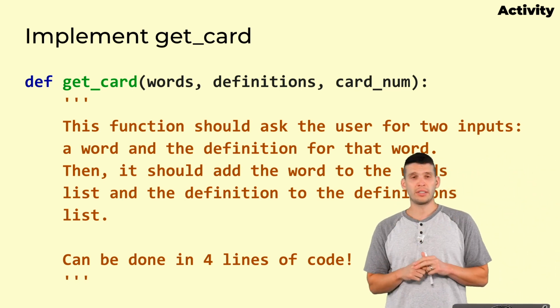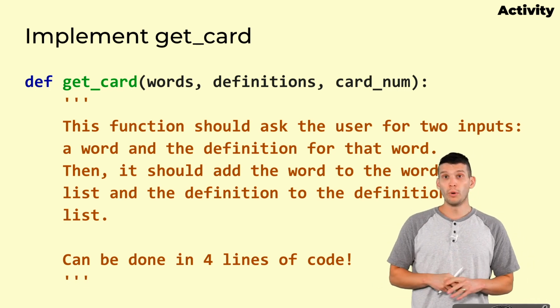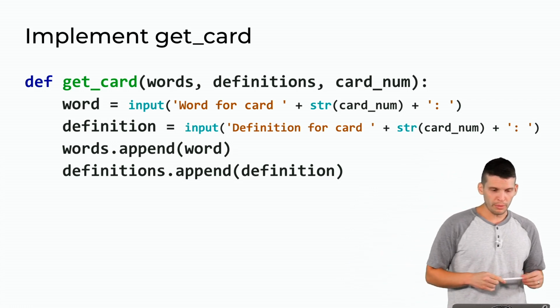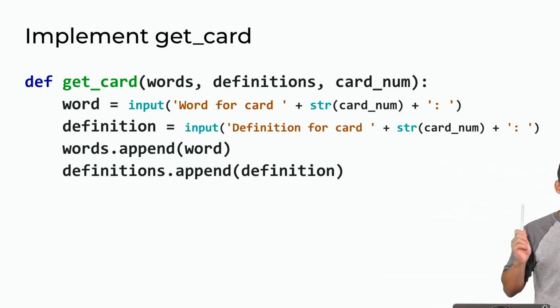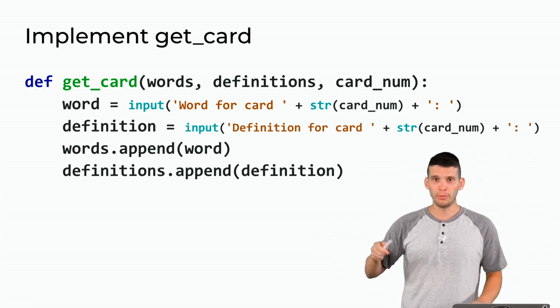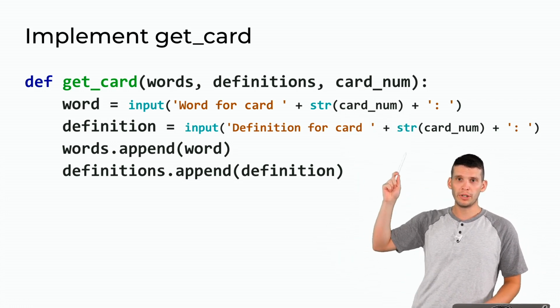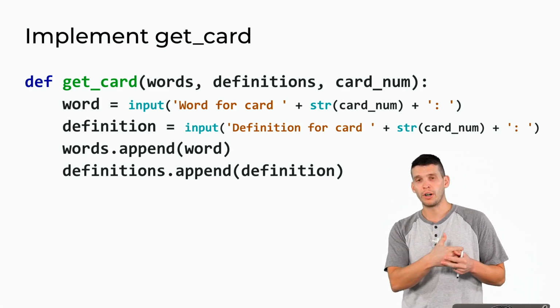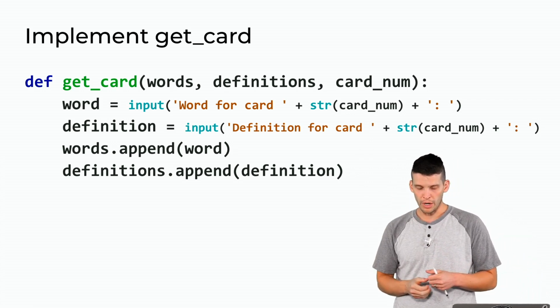All right, well, as usual with computer science, there's more than one way to solve a problem, but this is one way that we can do it. So the getCard function is just getting an input, right? That should be something we're familiar with. We put the card number in there, so that it can actually print out, what's your word for card number 1, card number 2, and so on.